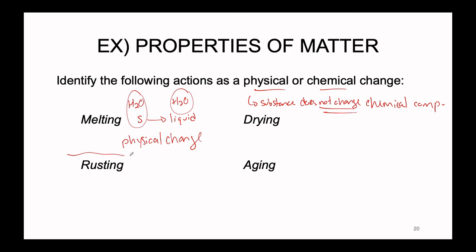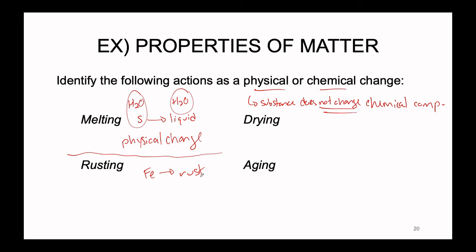All right, I'll draw a little line distinguishing melting from the next example, which is rusting. Rusting is a corrosive process, right? The most classic example is iron turning to rust. And so you might ask yourself, what is the chemical composition of rust? Because that is necessary to decide whether the process of rusting would be classified as a physical or chemical change.